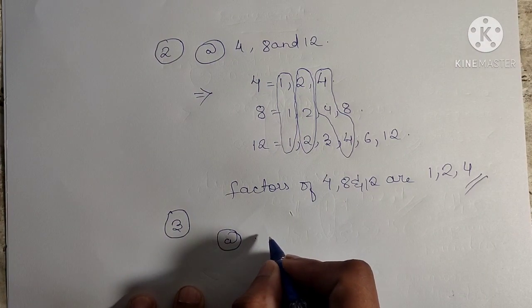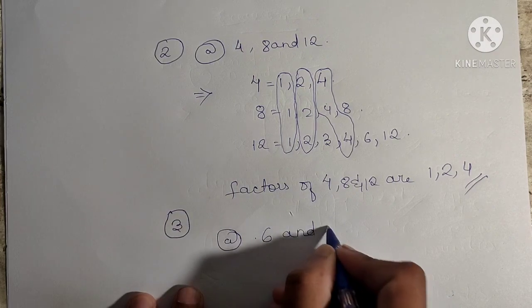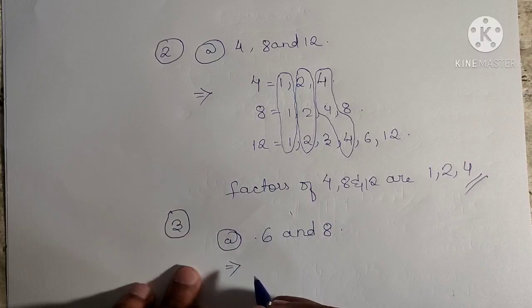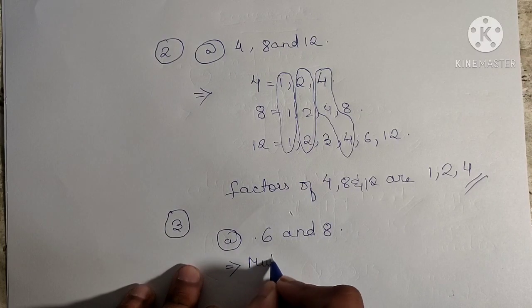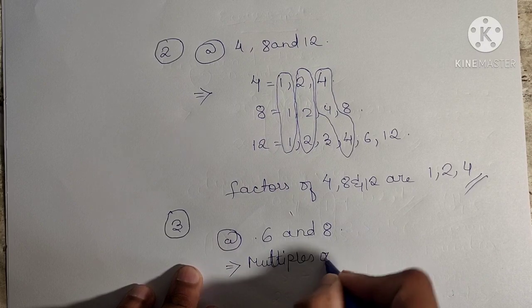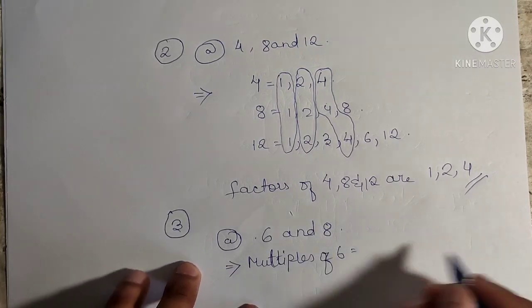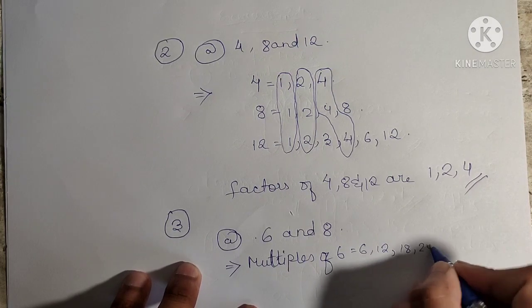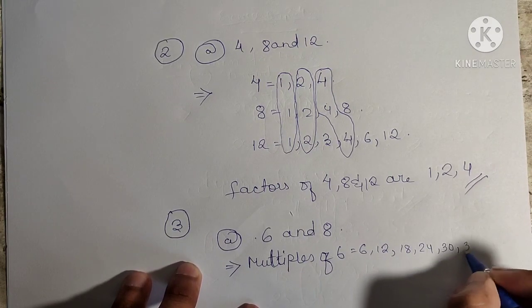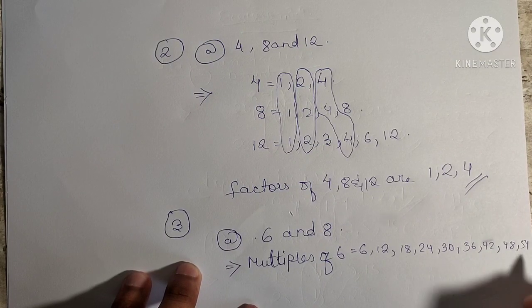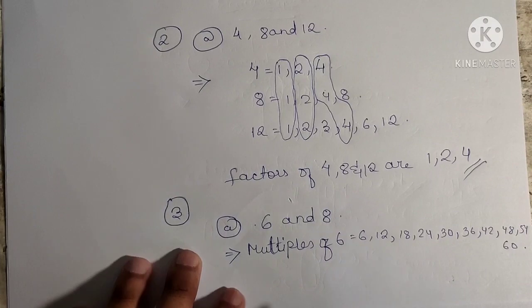See, you are asked for number A, 6 and 8. Question number 3, A. So what are the multiples of 6? You know the multiples of 6: 6, 12, that means your timetable. Okay, 6, 12, 18, you write the timetable up to 10, that means 42, 48, 54 and 60. Okay, so these are the multiples of 6.